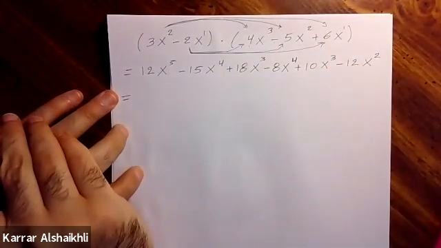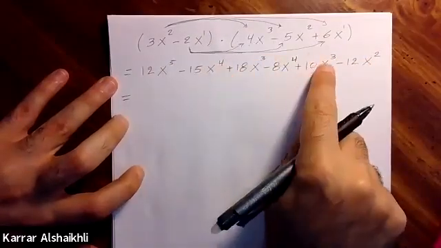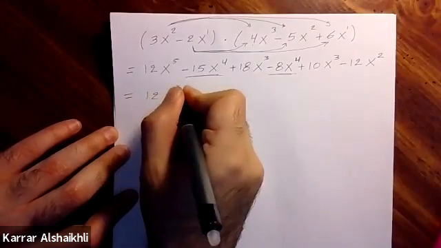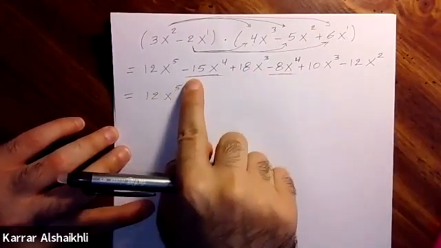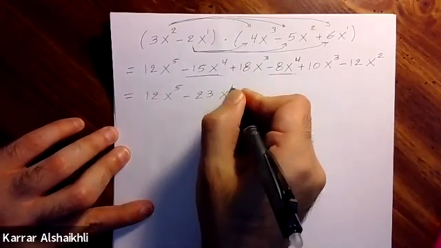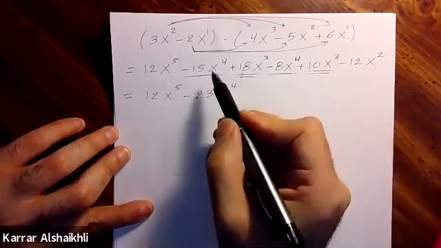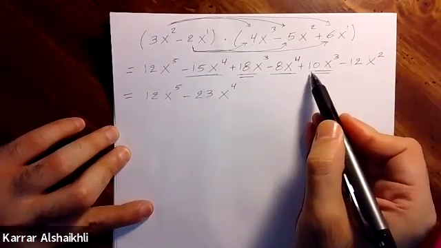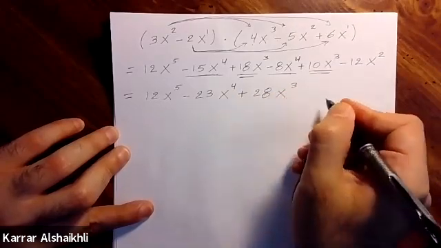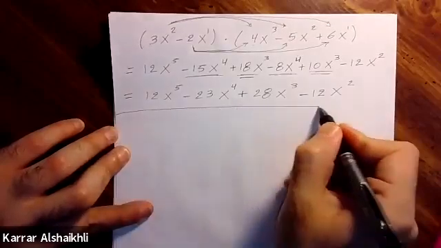Then the next step, I need to combine the like terms. Where are the like terms? 5, there is no 5. 4, there is no 4. Now we have 4 here. So here is the 12x to the power 5, then 4 and 4. So negative 15 minus 8 is going to be negative 23x to the power 4. Then x cubed and x cubed, I'm going to put 2 lines here, 2 lines here. 18 plus 10 is going to be plus 28x cubed, minus 12, the last term, x squared. So this is the solution for this example.